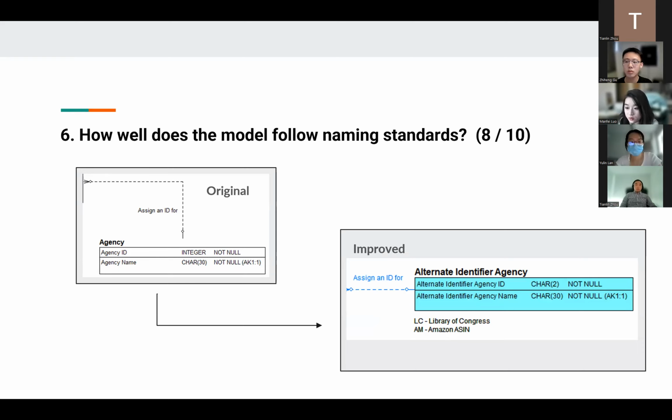So as shown, we improved the original entity name agency to alternate entity agency. The prime word is now included and it's more specific. Next slide, please.